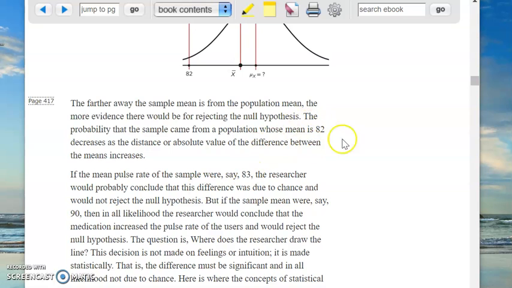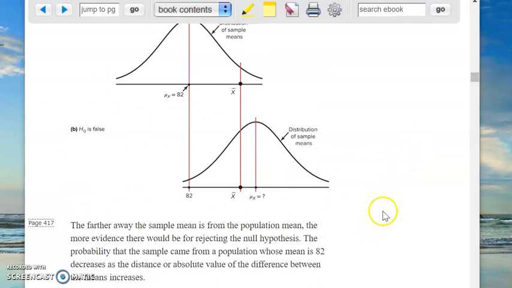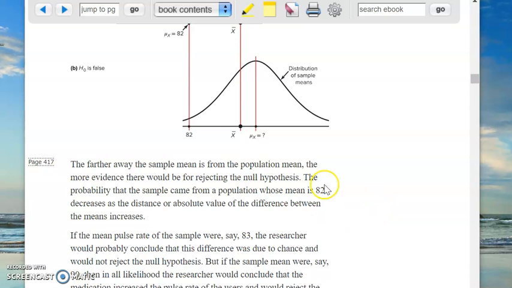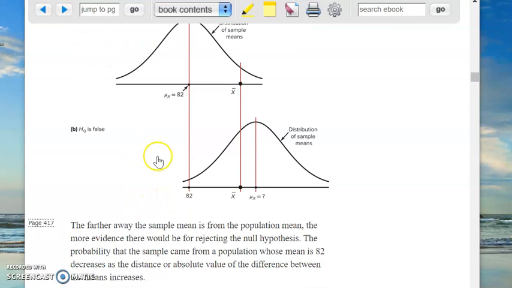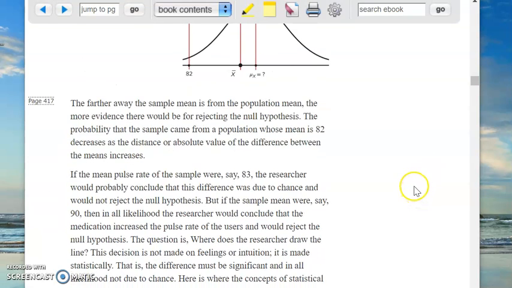What it's saying is that the probability that the sample came from a population whose mean is 82 decreases the further away you get from the original mean. When you get further away this way or further away this way, you're probably going to say, I'm starting to be convinced that my null hypothesis is false, but I still have to do the testing to really confirm this. That's the essence of critical thinking here. You don't want to just make guesses based on your intuition. You want to decide ahead of time what the criteria are, and then you make the decision.